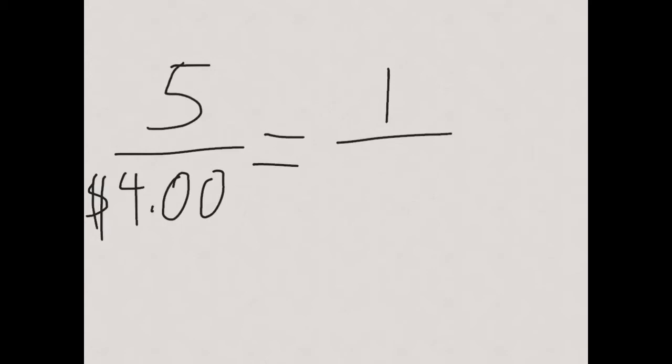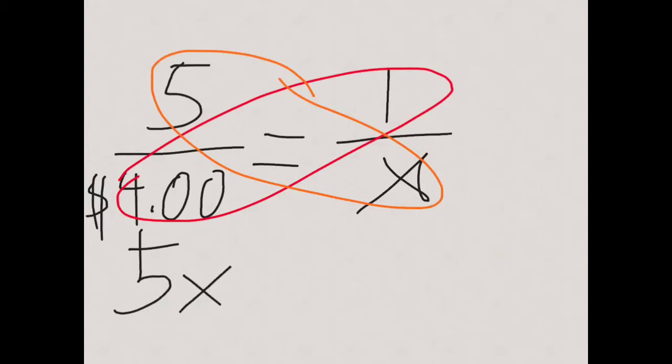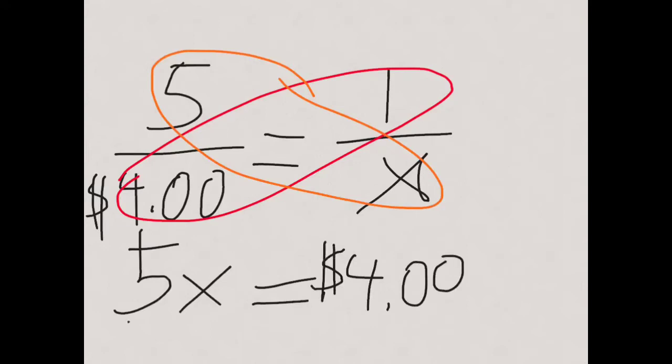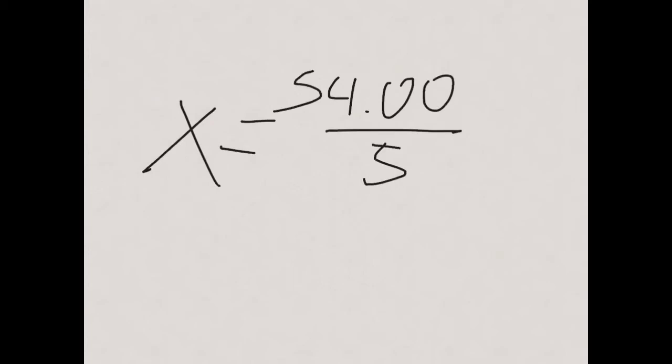1 pound, how much did I pay? Now I know we've seen this before. We can cross multiply like this and like this. So we end up with 5x, which is 5 times the unknown amount, is equal to $4. Then we divide by 5 to get the x by itself, and then we divide by 5 here. So we end up with x equals $4 divided by 5. Okay, that would look like this.